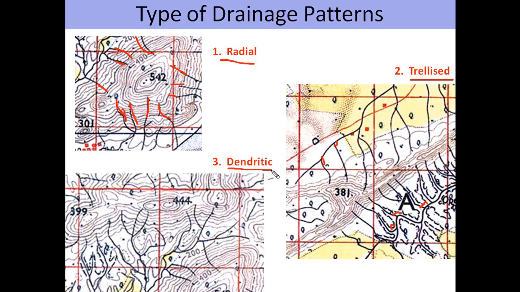Third one, dendritic. 90% of topographical map is covered with this pattern. In this, you can see the stream that originate from a particular relief feature or topography that flow towards certain direction. They form a pattern where at the vertices or the point where they join with other stream, they form an acute angle.